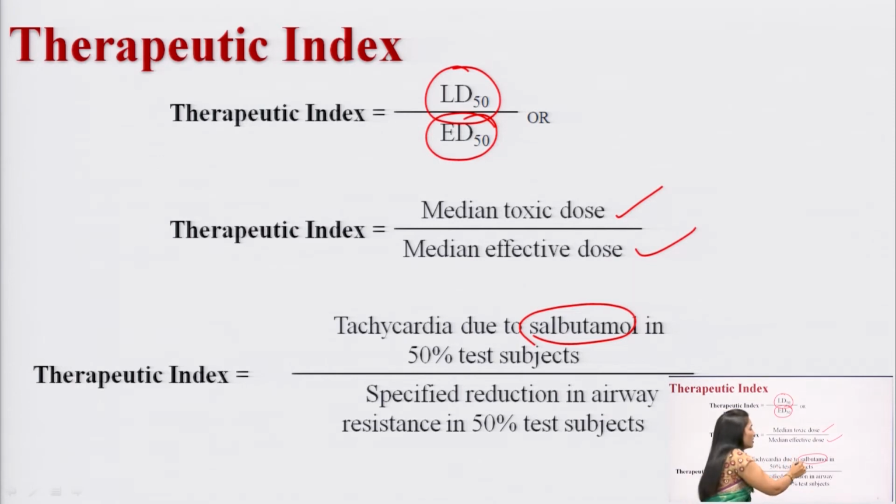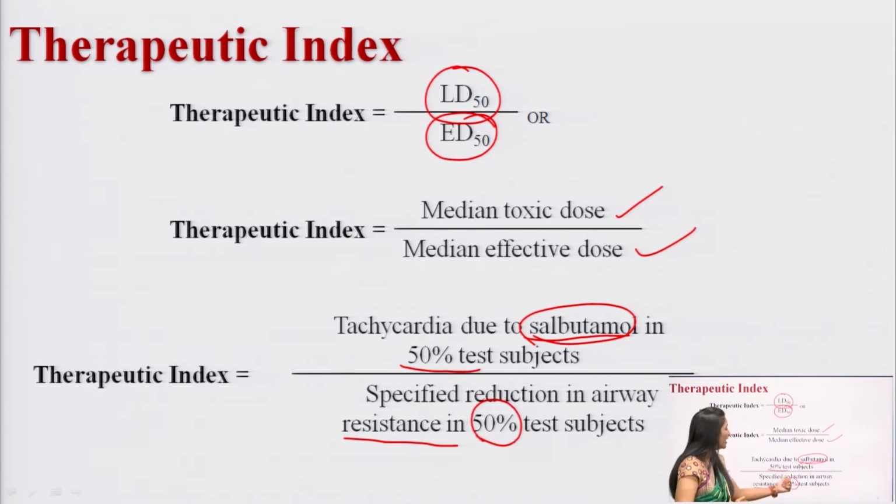Here, when you have administered salbutamol, it can show a toxic effect like tachycardia. So what you have to observe here is 50%: how much tachycardia you observe in 50% of the population, compared to the desired effect in 50% of a population. What is the desired effect here? It can reduce the airway resistance.